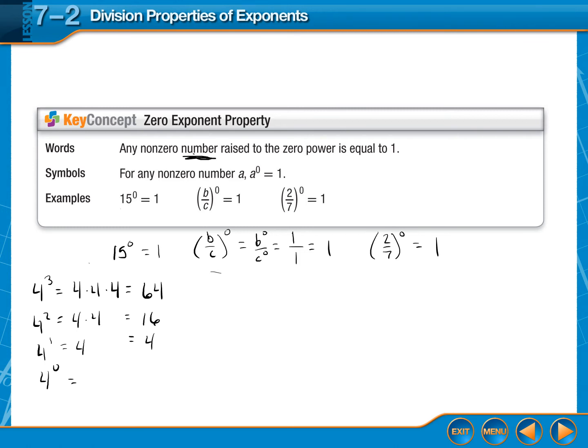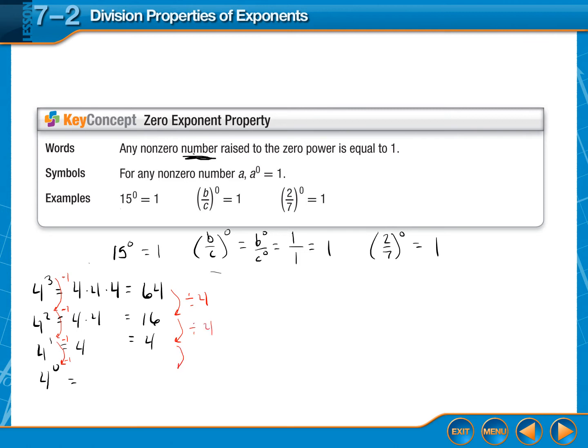Right. A lot of people are tempted to say 0, but look carefully at what's happening in this pattern. I'm decreasing my exponents by 1 each time, right? I'm dropping down 1 power each time. 3 minus 1 is 2, 2 minus 1 is 1, 1 minus 1 is 0. Every time I do that, what's happening to my final answer here? 4 to the 3rd power, 4 times 4 times 4 is 64. 4 to the 2nd power is only 4 times 4, so I lost one of those 4s. So I divided 64 by 4 to get 16. 4 to the 1st power is 1 less 4, so that's dividing by 4.